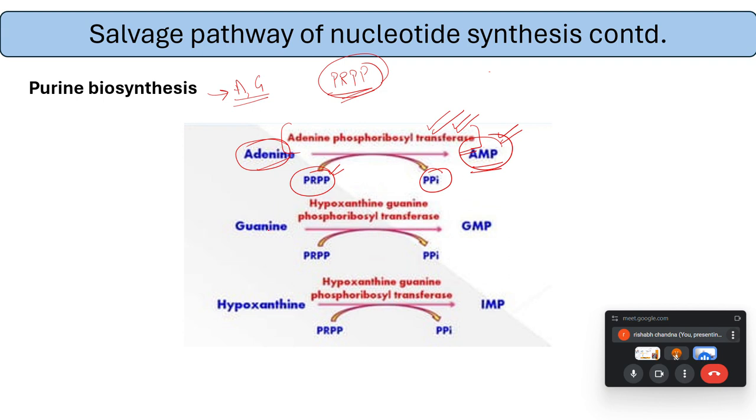Secondly, for guanine, it is formed from the oxo or keto precursors of guanine, that is xanthine and hypoxanthine.